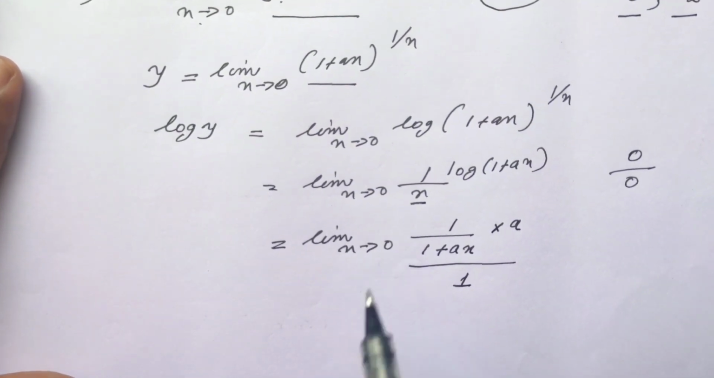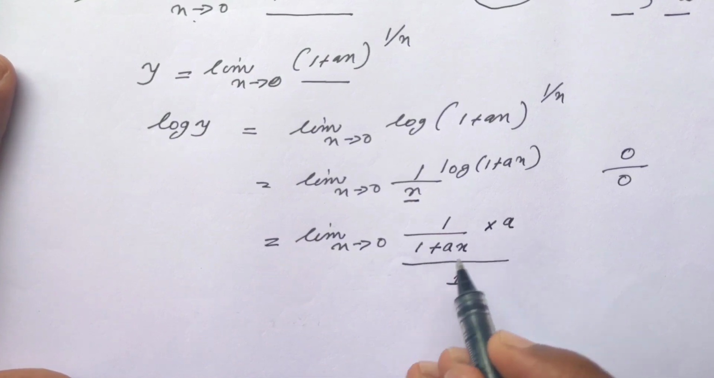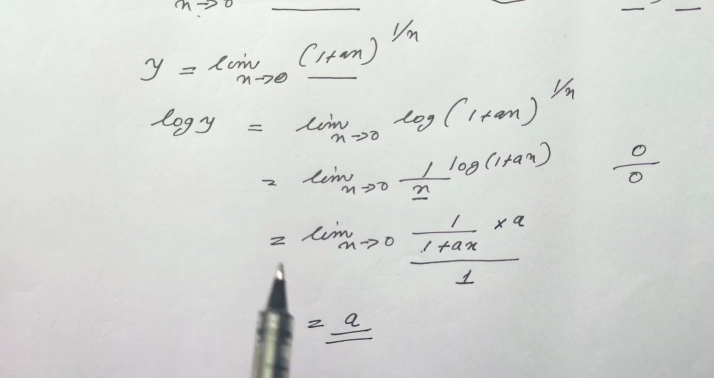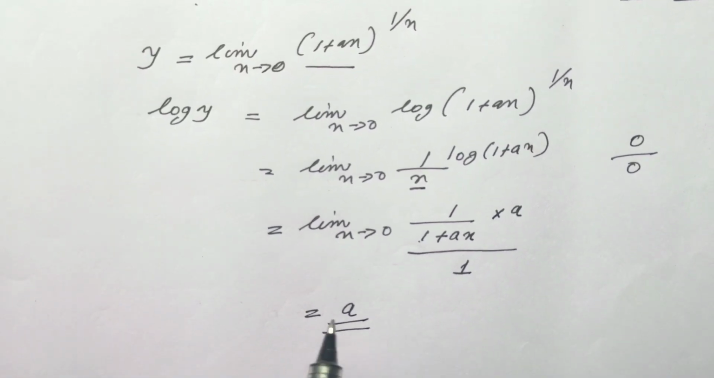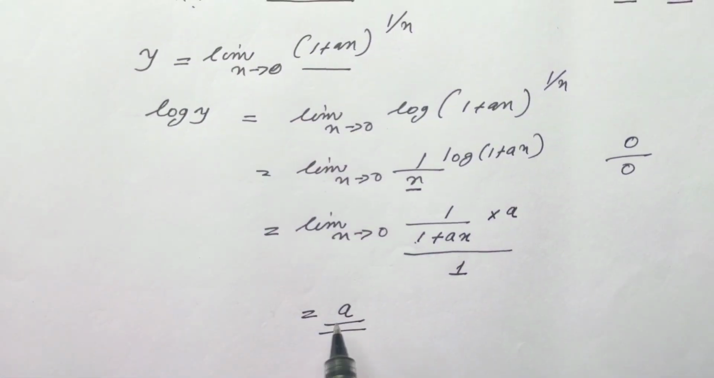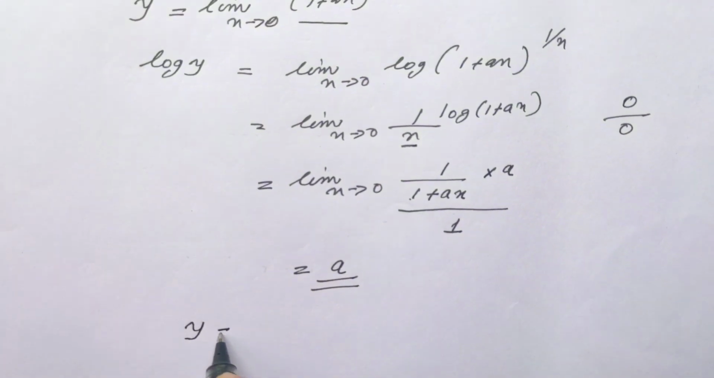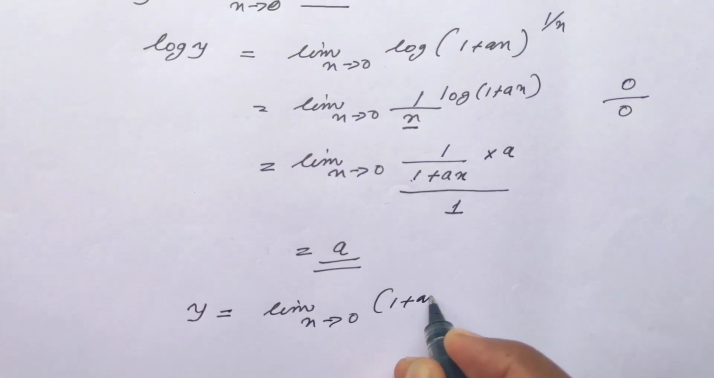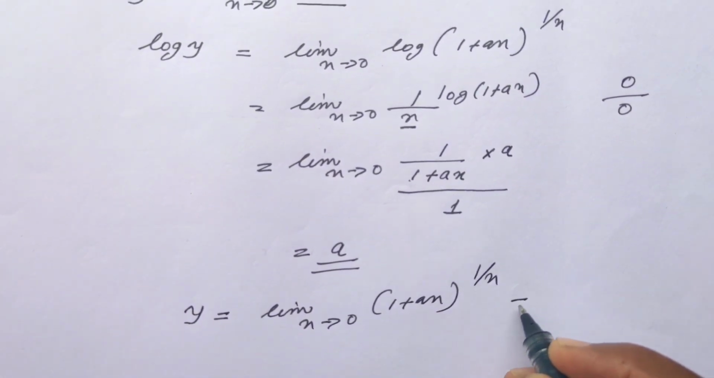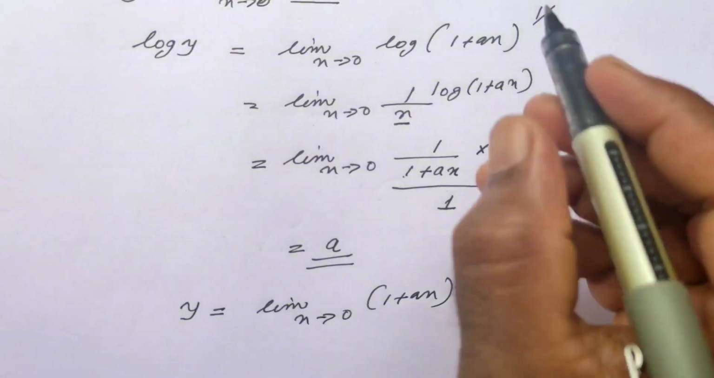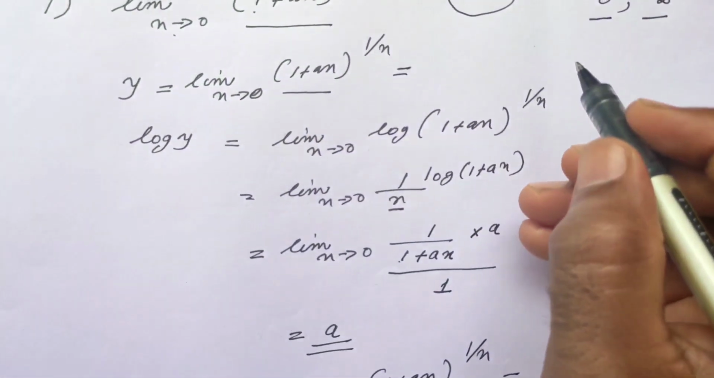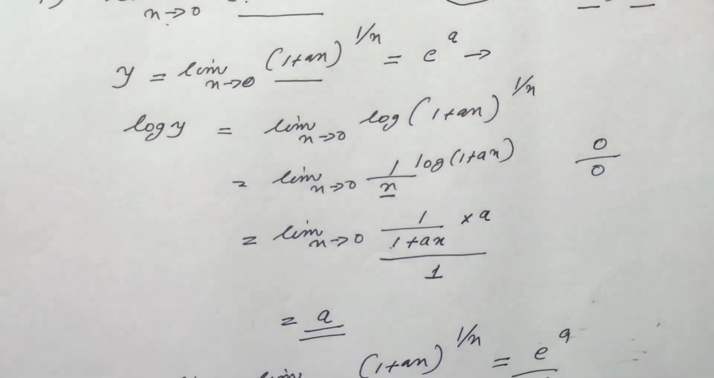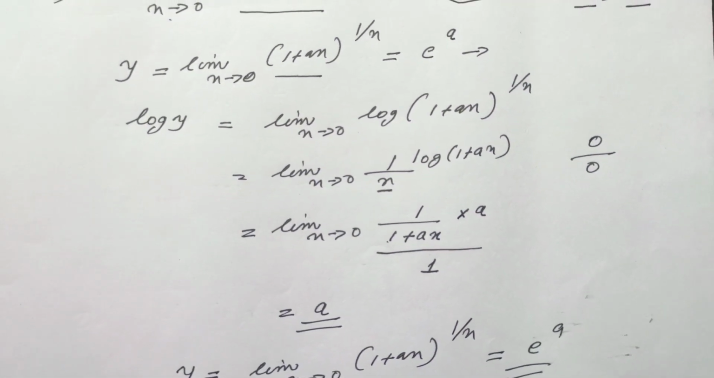Now we are applying the limiting value. It will become a divided by 1 plus 0, that is a. So we get log y as a, that is, log of the limiting value is a. Therefore the limiting value y, limit x tends to 0, (1 plus ax) raised to 1 by x, is e raised to a. So the answer for the question limit x tends to 0, (1 plus ax) raised to 1 by x, is e raised to a, and this is a standard formula. You should remember this for the entrance exams.